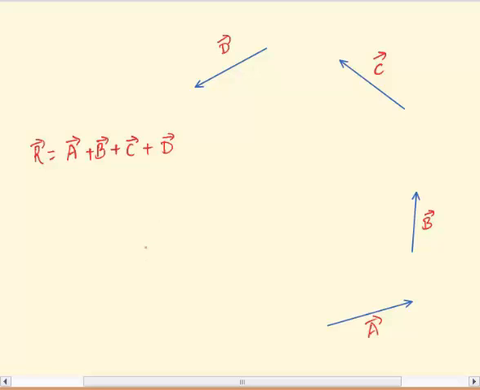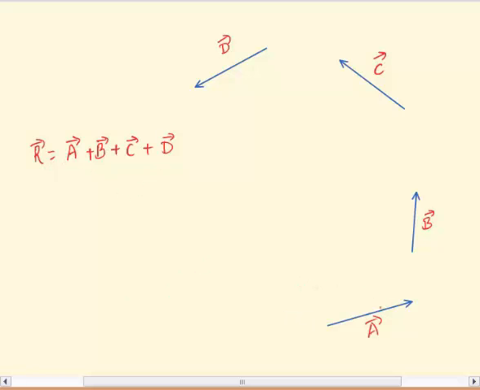Then we can use the same iteration. We can add A and B first. Then to the resultant of A and B, we can add C. And then with the resultant of A plus B and C, we can add D. So we can use three triangles to find resultant R. Or we can also represent them graphically.